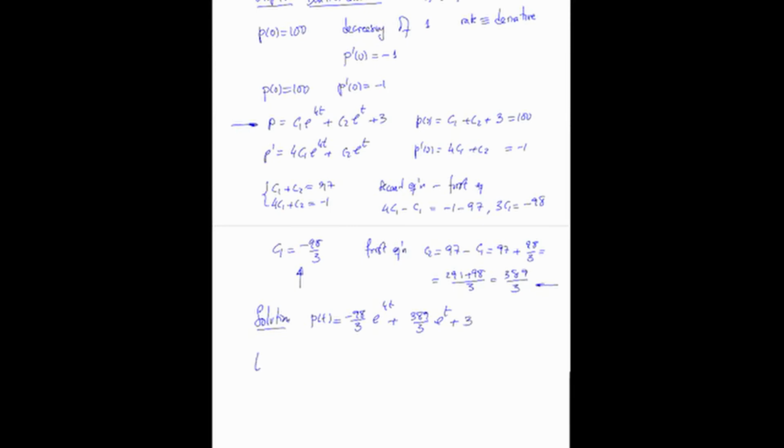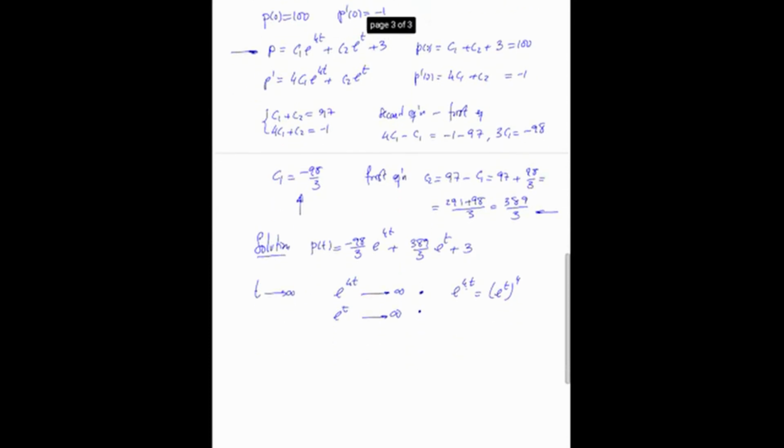What happens when t goes to infinity? Okay, when t goes to infinity, e to the 4t goes also to infinity, and e to the t goes to infinity. But e to the 4t, sorry, the t should be on the exponent. e to the 4t, you can think of this as e to the t to the 4. So this term is the fourth power of this term. So let me write here, e to the 4t is e to the t to the fourth power. So it's much more powerful. It's much bigger in terms.